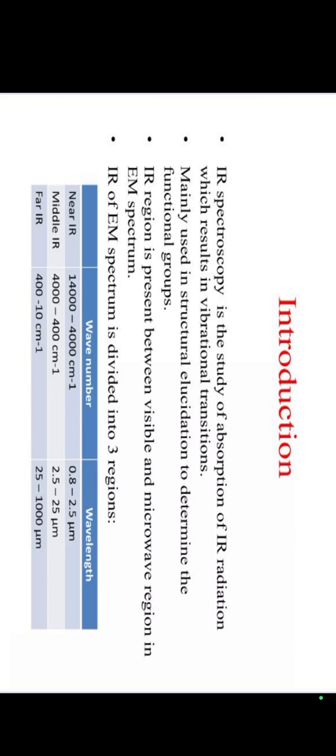The second one is middle IR. In middle IR, the wave number is 4000 to 400 per centimeter. The wavelength of middle IR is 2.5 to 25 micrometer. Third one, far IR. IR means infrared radiation. In far IR, the wave number is 400 to 10 per centimeter and the wavelength is 25 to 1000 micrometer. These are the divisions of the IR region of the EM spectrum.